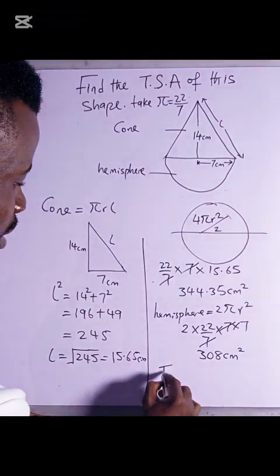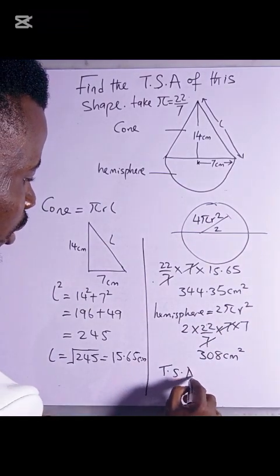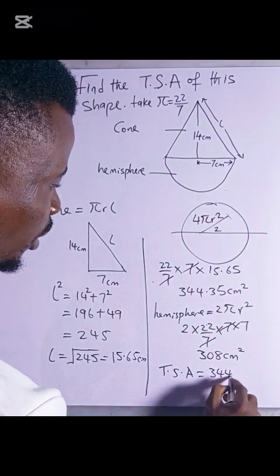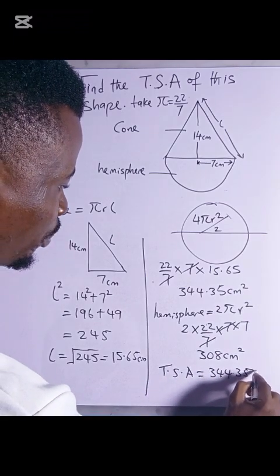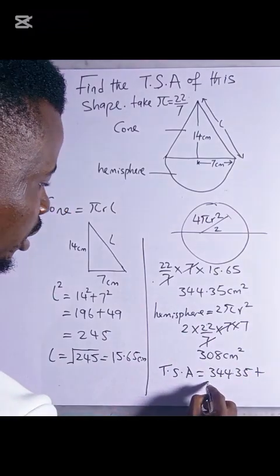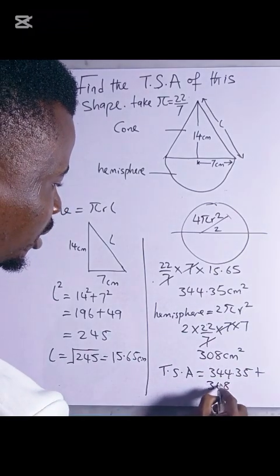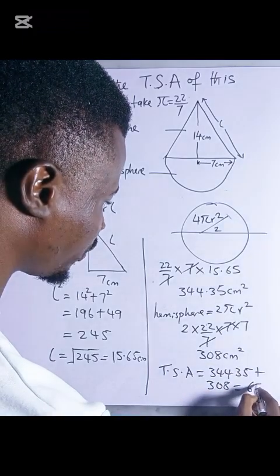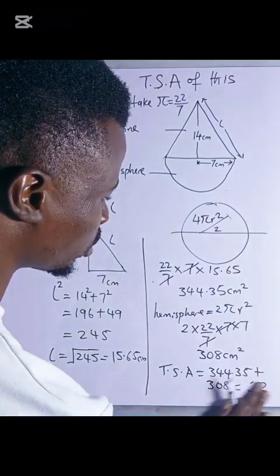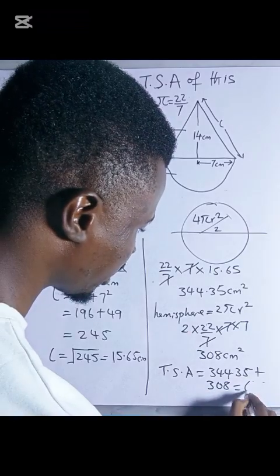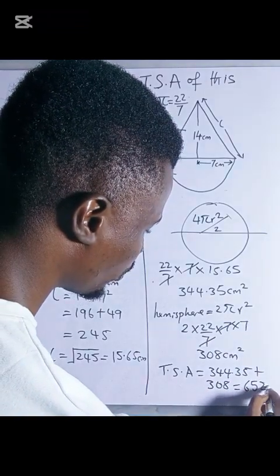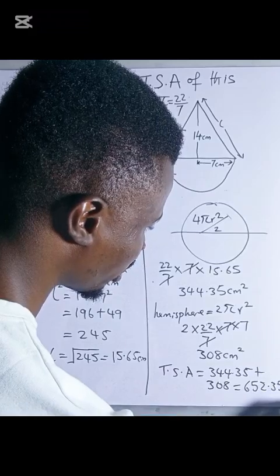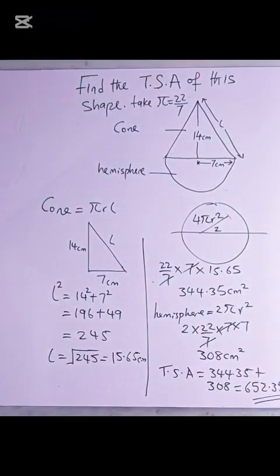So the total surface area of the shape is going to give you what? 344.35 plus what? 308, which is going to give you what? 652.35. I'll put it here. 652.35 centimeter squared. So that is your final answer.